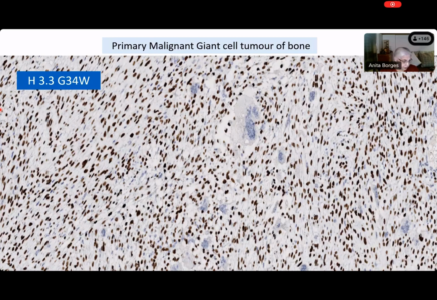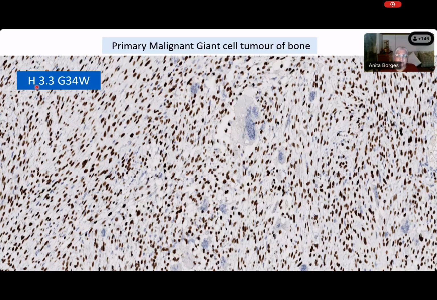I don't think that many of you are in institutions where you have access. If you have access to this antibody, that's wonderful, okay? What is H3.3G34W? It is a mutant histone. And I'll tell you a little later what histones are if you don't already know, but it is a mutant histone that is expressed in giant cell tumors of bone. So whether they are benign or they are malignant, you will get the expression in the nucleus of this mutant histone. In fact, it is a fingerprint for a giant cell tumor of bone. There is no other tumor that gives you this mutant histone expression, okay?